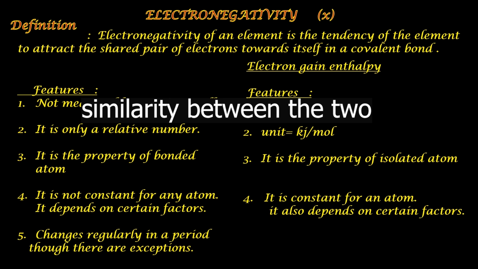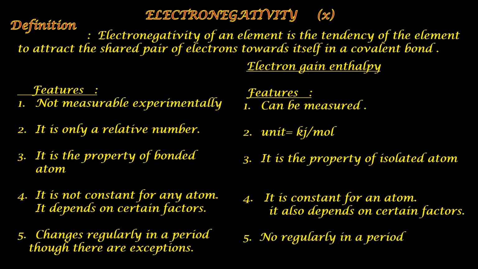If you are asked to compare these two quantities, that is electronegativity and electron gain enthalpy, you have to list the differences as well as the similarities. That is why I specially mentioned the similarities. There is no regularity in the change of electron gain enthalpy in a period or group, whereas for electronegativity, there is regularity. Of course, with some exceptions.